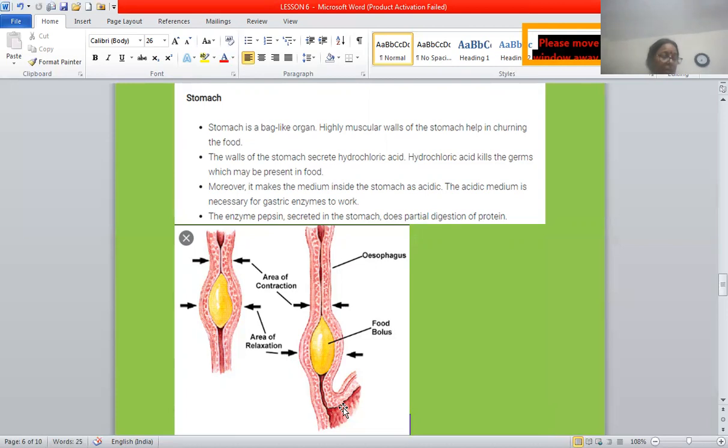In some persons, excessive secretion of HCl causes a burning sensation of acidity caused by the corrosive effect of HCl over the wall of the stomach. So mucus prevents this effect of corrosion.